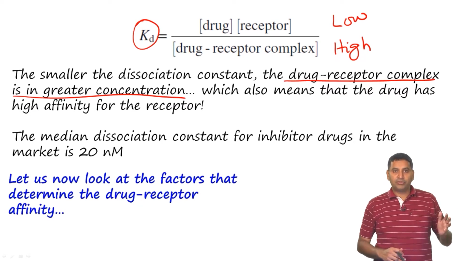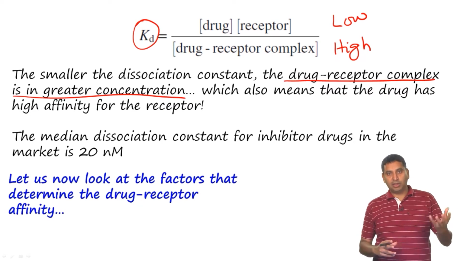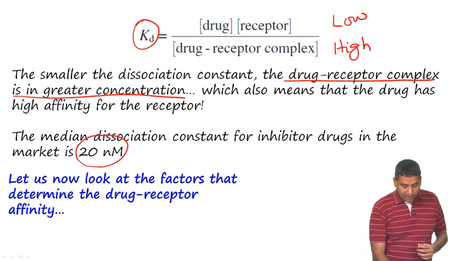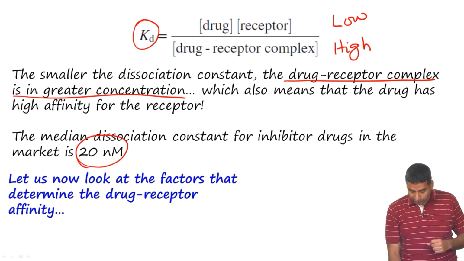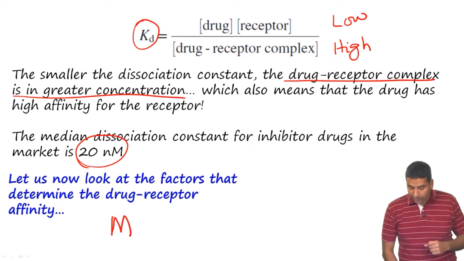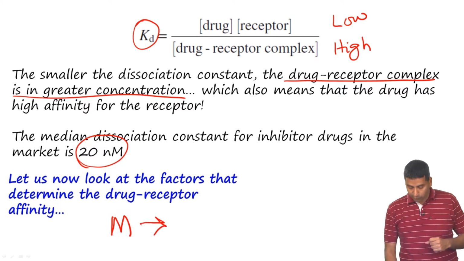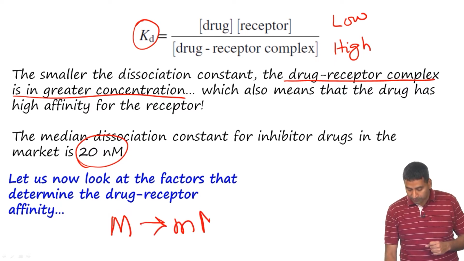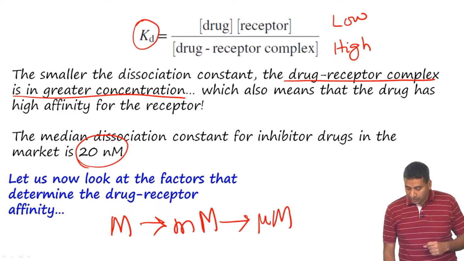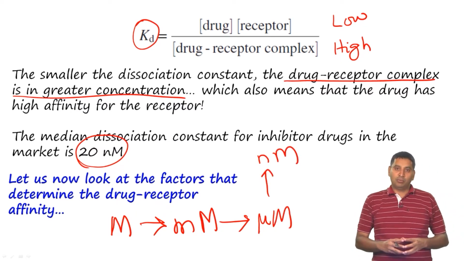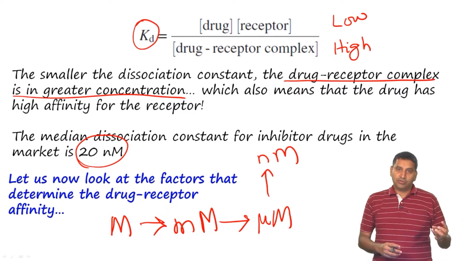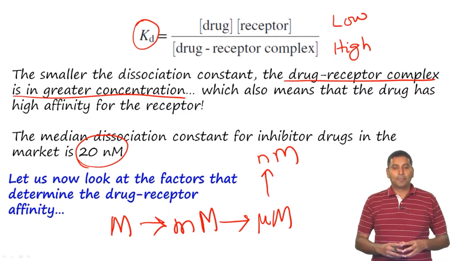So, the median dissociation constant for inhibitor drugs in the market is about 20 nanomolar. Okay. So, what is a nanomolar? Nanomolar is, so if I consider molar and then if I divide this by 1000, I get millimolar, which again I divide by 1000, I get micromolar, and then finally, if I divide that by 1000, I get nanomolar. So, nanomolar is actually an extremely small number, and therefore, the dissociation constant for these drugs is quite low.